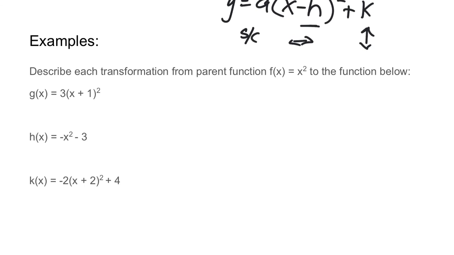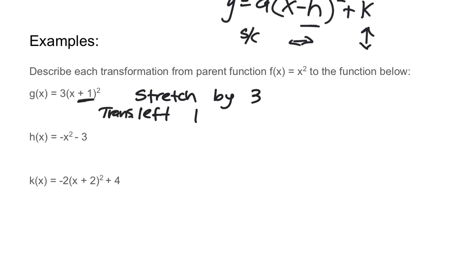So looking at this, if I put a 3 in place of A, I know that there's going to be a stretch by a factor of 3. If I add 1 to this, I know that's going to cause me to move left, a translation left 1 unit. Now you can graph that in Desmos and see that, but you might also get yourself in the habit of just looking at the function that you're given, especially if it's in vertex form, to be able to see what has happened to it.